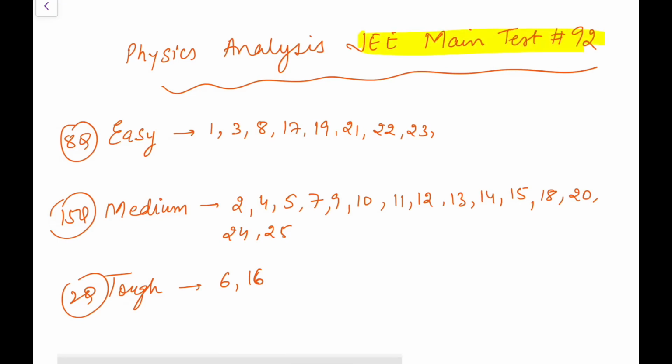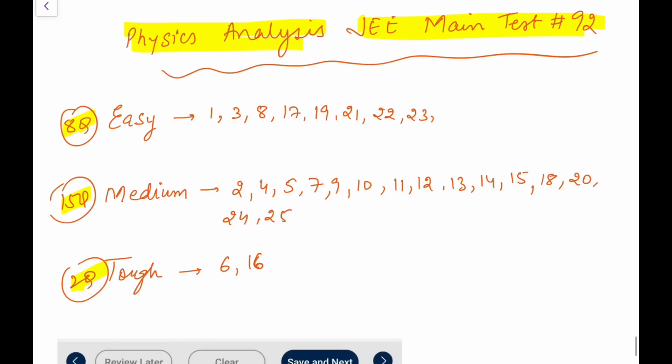I've just solved this JEE Main Test 92 and here I am with the analysis. I thought 8 questions to be easy, 15 to be medium, 2 to be tough. Overall this paper is definitely easier than what we expect in a JEE Main Test. So I expect you to score marks.